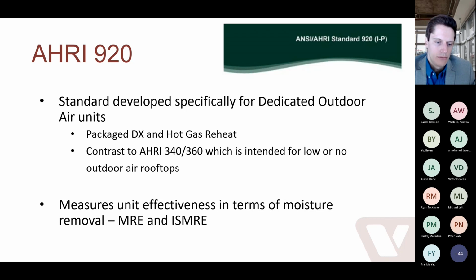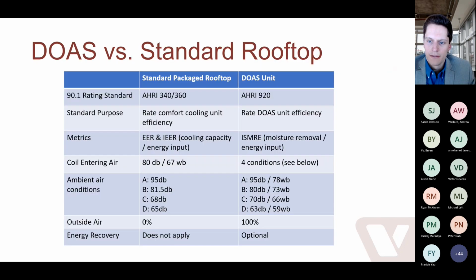So in a submittal, you might see MRE and ISMRE, right? You're probably used to seeing EER and IEER, but the 920 standard efficiency metric is ISMRE, which is basically moisture removal over energy input. So this table is a contrast of the two, and you can just see the differences there. And I'll highlight that the key difference really when you're rating the equipment is it now dictates a certain wet bulb temperature that's paired with your dry bulb in those 4 test conditions.